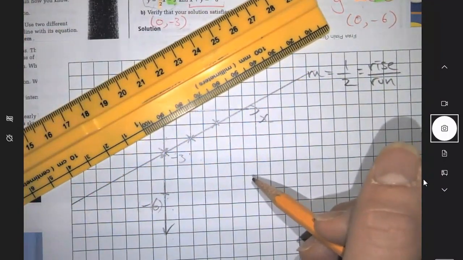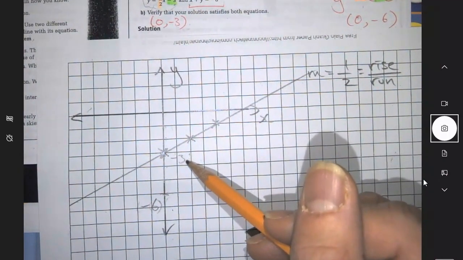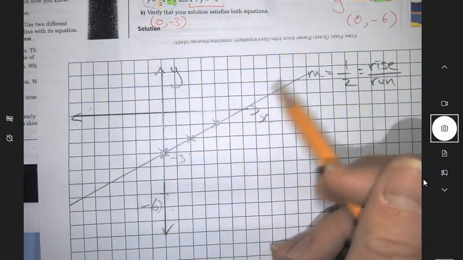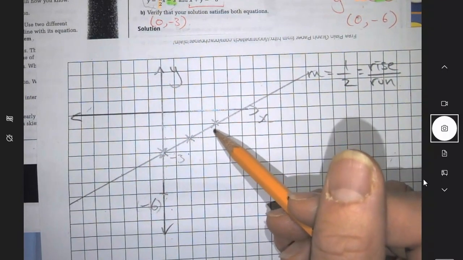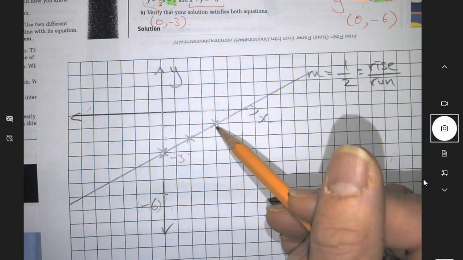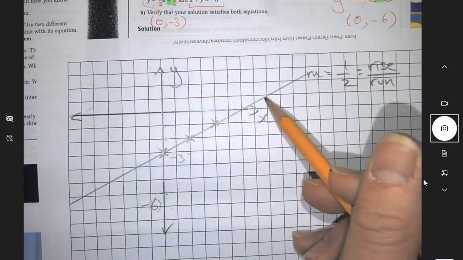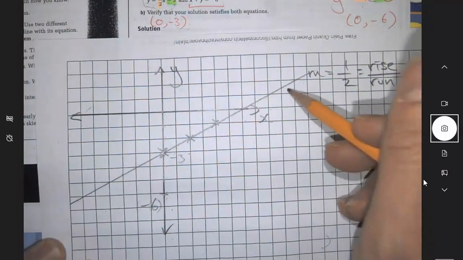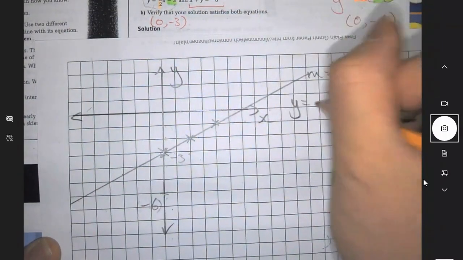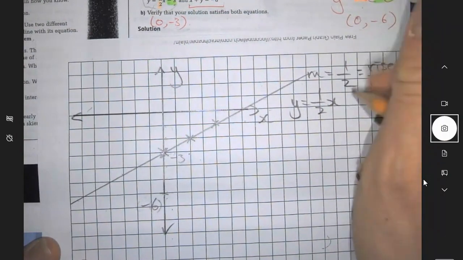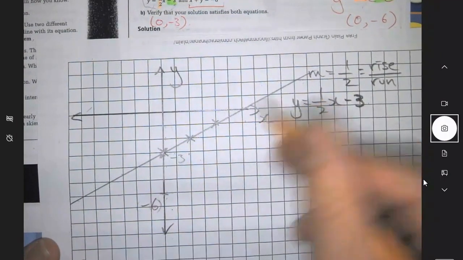Okay? And after you draw the straight line, you also want to visually check the line further along. So 1, 2, up 1, that's good. 1, 2, up 1, that's good. Okay? So this line here would be the line y equals 1/2 x minus 3. I'm writing the equation here. That's the line here.